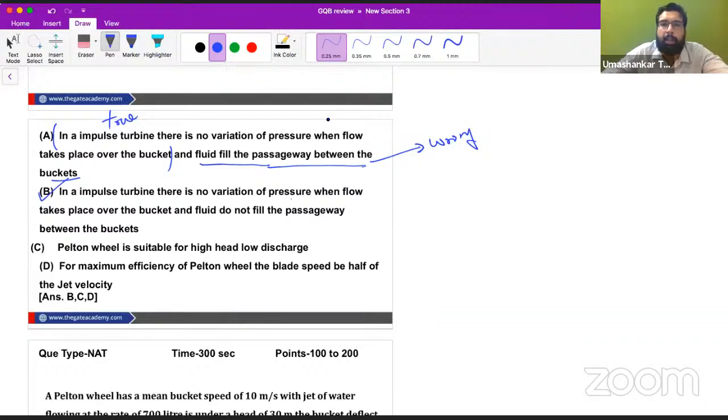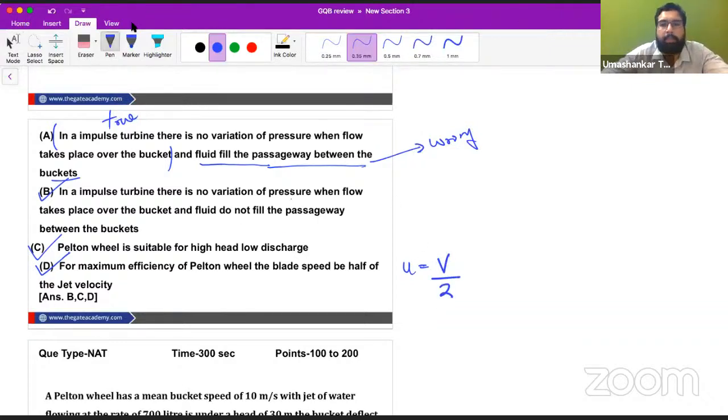So this is the correct answer. This is the correct statement. Now, Pelton wheel is suitable for high head low discharge. This is also true. For maximum efficiency, the Pelton wheel, the blade speed is half of the jet velocity. So we must know the condition of maximum efficiency.